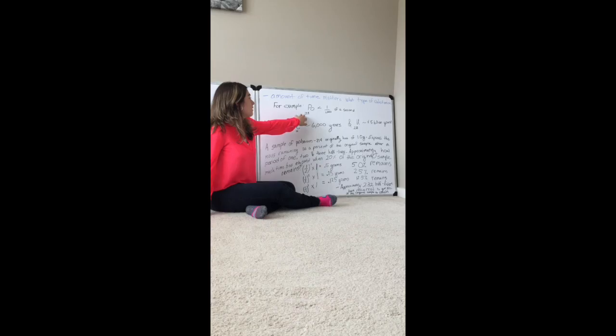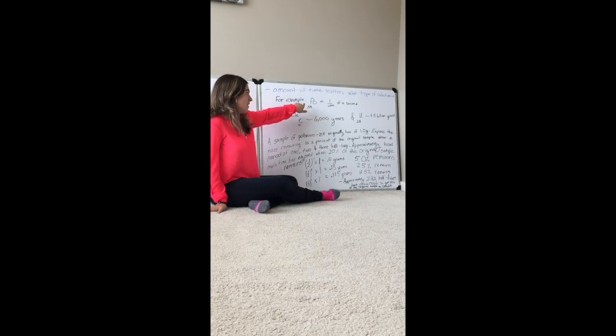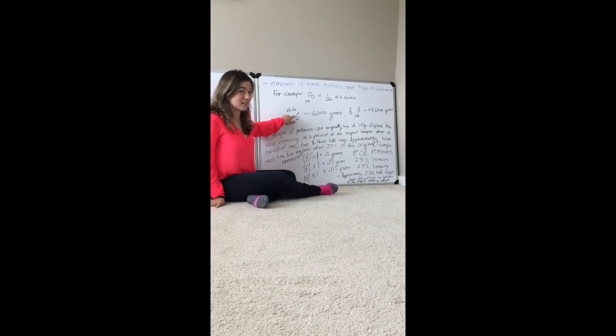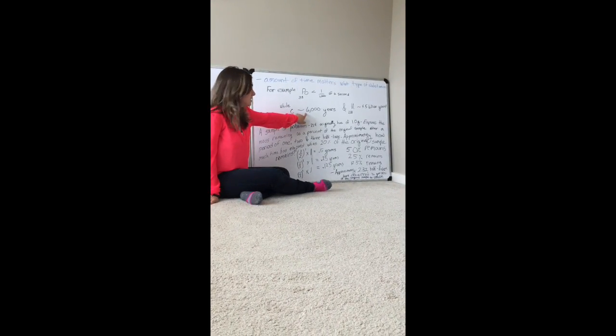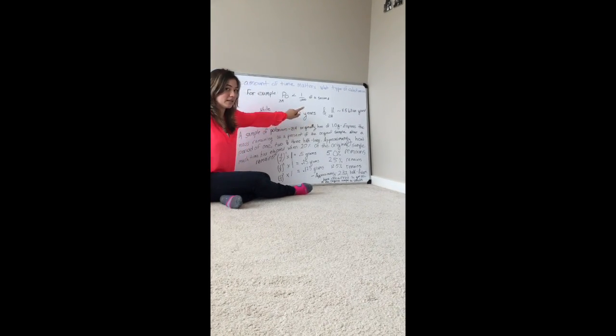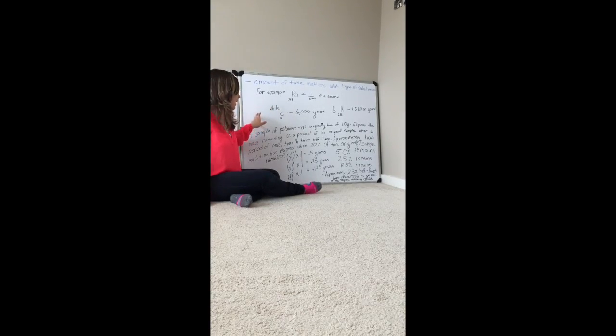For polonium, it takes less than 1,000th of a second to reach its half-life. But if you look over here, carbon-14 takes 6,000 years. And if you look at uranium, it takes 4.5 billion years. So each element has its own time frame for its half-life.